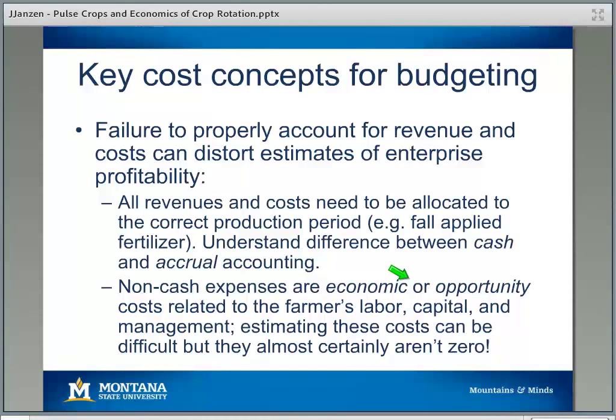The other thing to note here is that those non-cash expenses are often economic, or what are called opportunity costs. There's something that can't be directly observed. They don't show up in our accounting statements, but they almost certainly aren't zero, right? So even if all our land and all our machinery is paid for, the cost of using it isn't zero, and we want to account for that. If we put more hours on our combine, there's a real cost to that in the sense that we're using up that combine. It's not going to be worth as much at the end of the year as it was at the beginning.